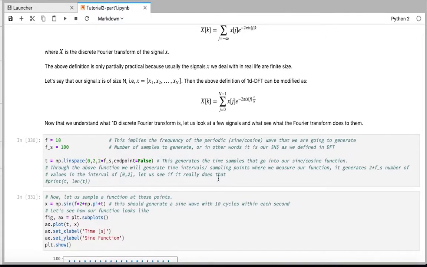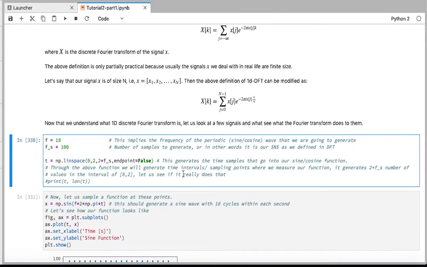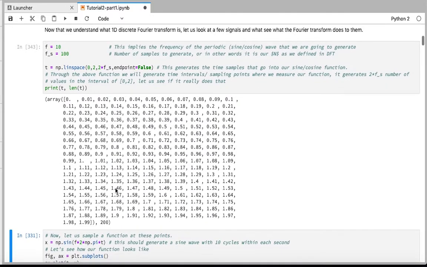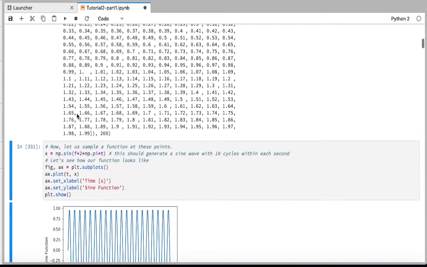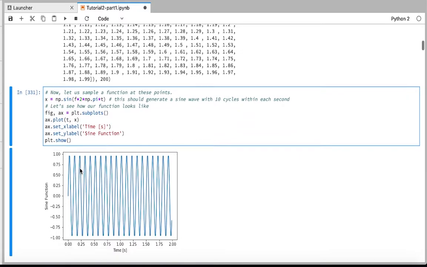So let's see some examples. We want to generate a sine wave, or any wave for that matter. Let's say we want 10 cycles within a second, and we want 100 samples within the whole thing. So let's generate some time samples. We basically generated 200 samples for 2 seconds, and then we'll plot the sine curve.